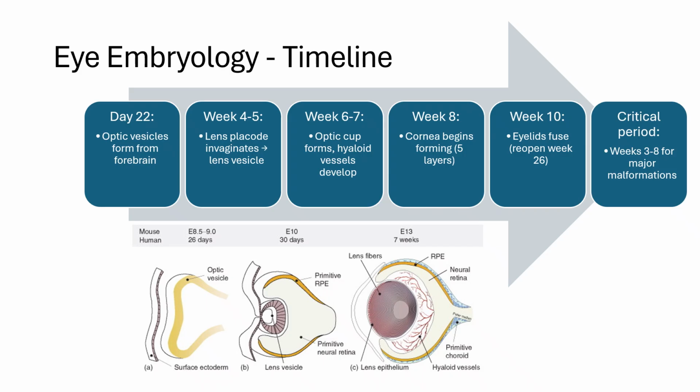The critical period spans weeks 3 through 8. Major malformations trace back to disruptions during these 5 weeks. When evaluating congenital eye anomalies, knowing this timeline helps predict which other systems might be affected and guides your diagnostic workup.